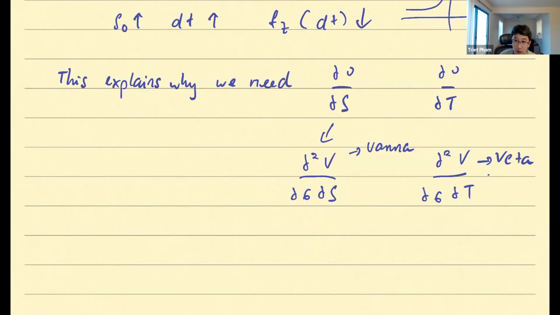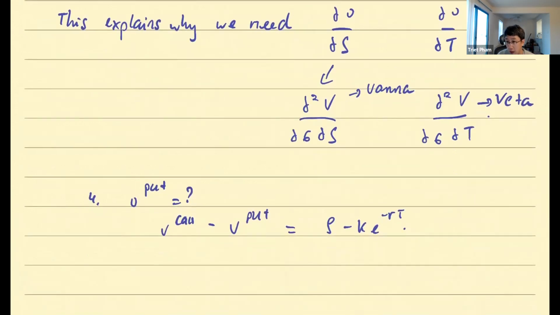All right. Next, I want to relate this to the put option. What's the vega of the put? Again, V call minus V put is the forward. You see, there's no sigma on the right-hand side. So clearly, vega call minus vega put is equal to 0, or vega call is exactly equal to vega put.